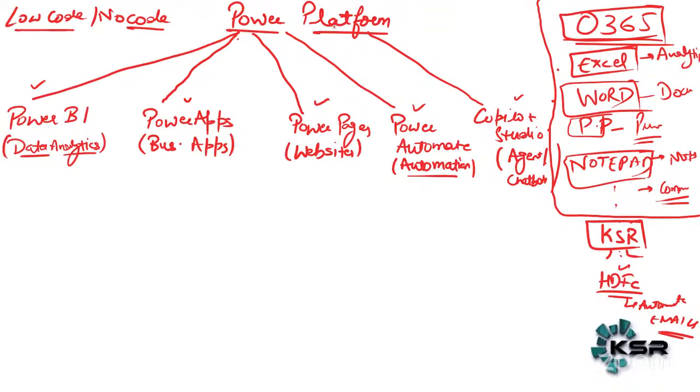Even when you go to the HDFC website, there is an agent called EVA, right? Have you seen that? So that is Copilot Studio. What I mean to say is, any application that you see around you needs all these pillars, which will help you create a sustainable product.